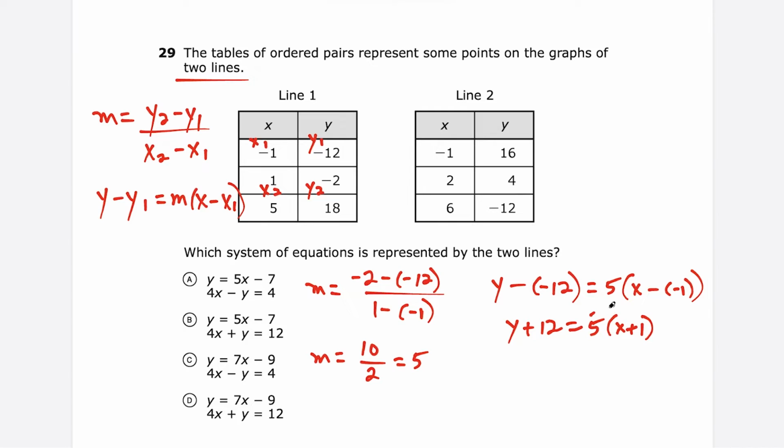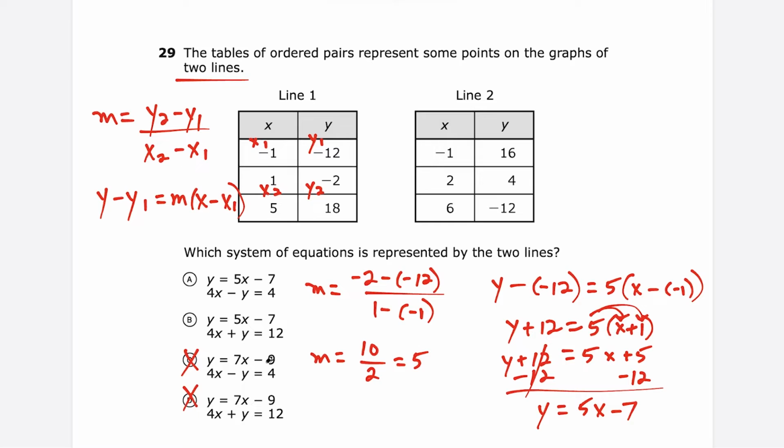And now I'll use the distributive property, and we'll have 5x plus 5. And now we have y plus 12, so all we have to do now to solve for y is subtract 12 on both sides. And this is going to give us y equals 5x minus 7. And I'm looking at the answer choices, and it looks like it's going to eliminate choices C and D, because that first line is 7x minus 9. That's not the correct line here. Okay, so now we just have to come up with an equation for the second line.